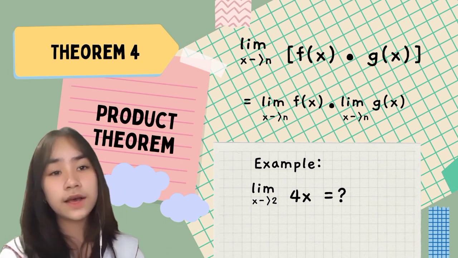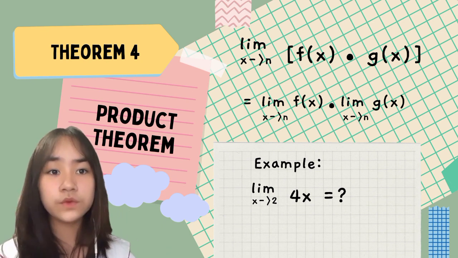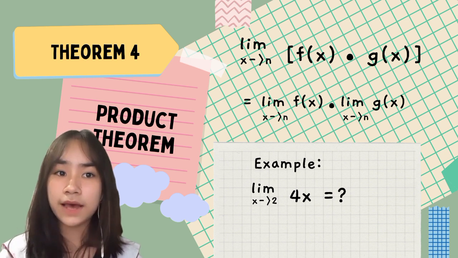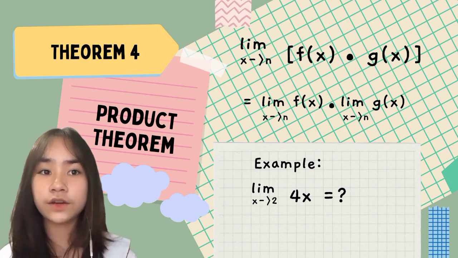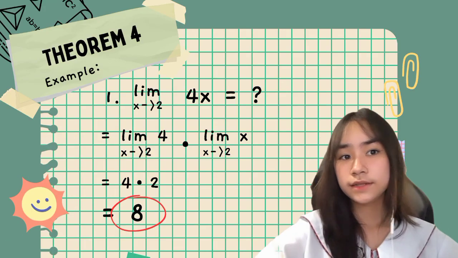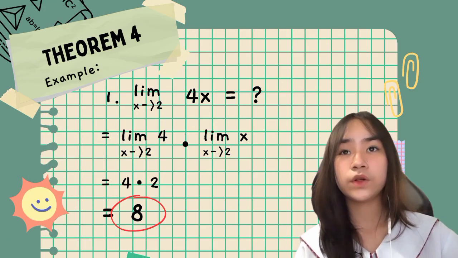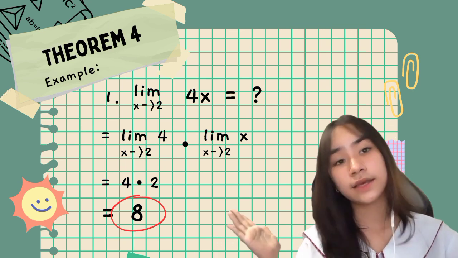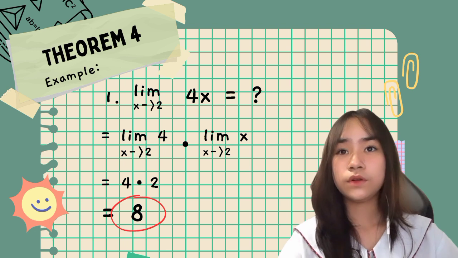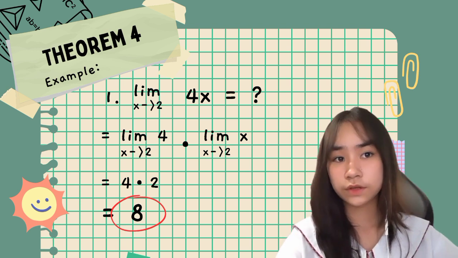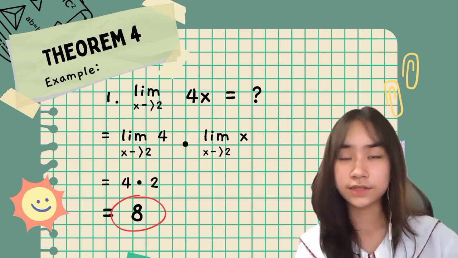Okay, so now let's talk about Theorem 4, which is all about the product theorem. This theorem can be applied with functions that have multiplication as their operation. Here, let's have our first example, which is the limit of 4x as x approaches 2. To solve this example, let us first separate the two terms as seen in this presentation.